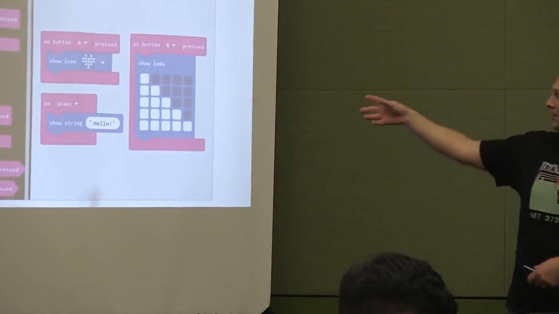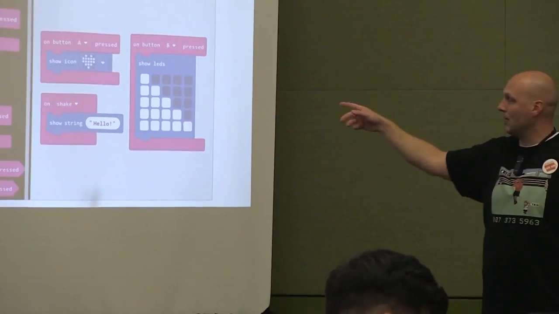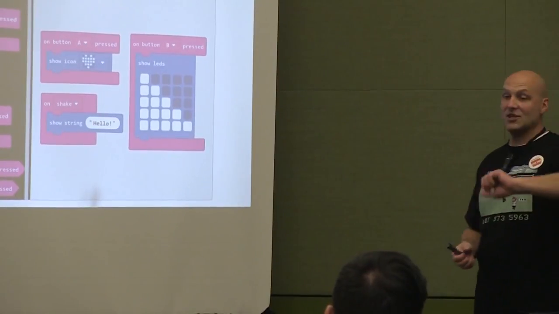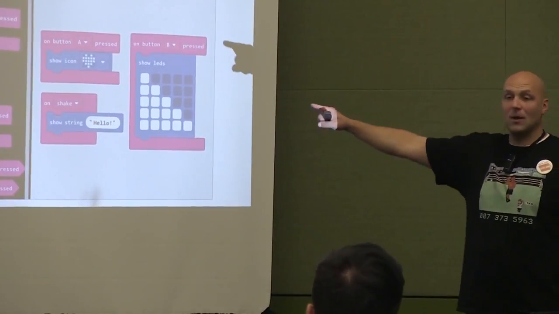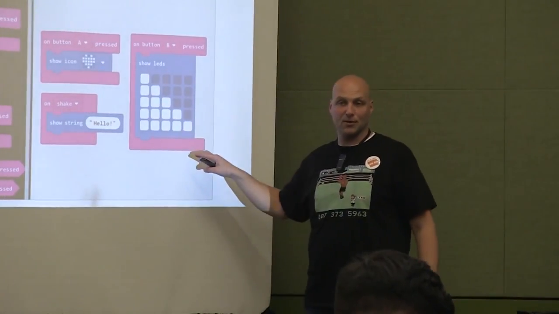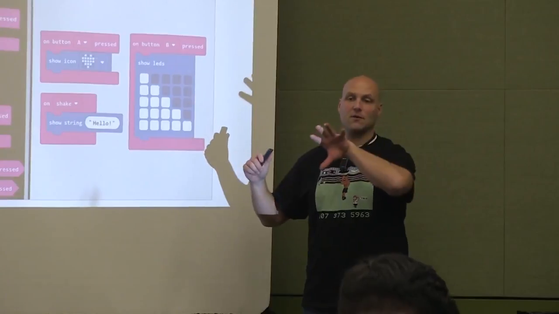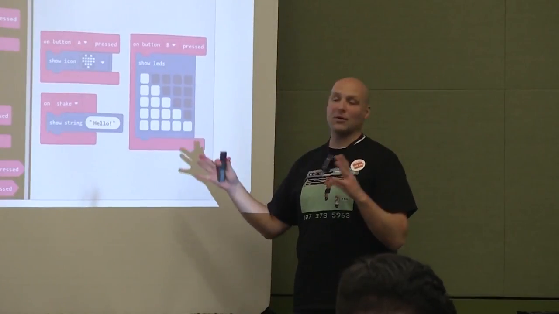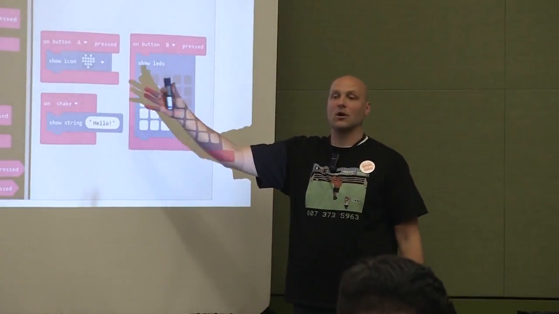So if you push the A button, in this case, if I hit A button on the MicroBit, a heart would show. If I shake it, it would say hello. If I push the B button, I would see this kind of cascading pyramid or staircase. So I'm going to give you just 5 minutes. Just play with the inputs. If you just want to start with one and see how it works.